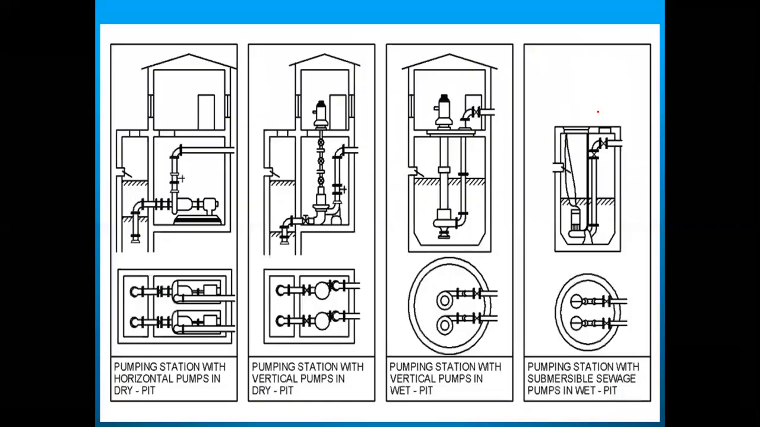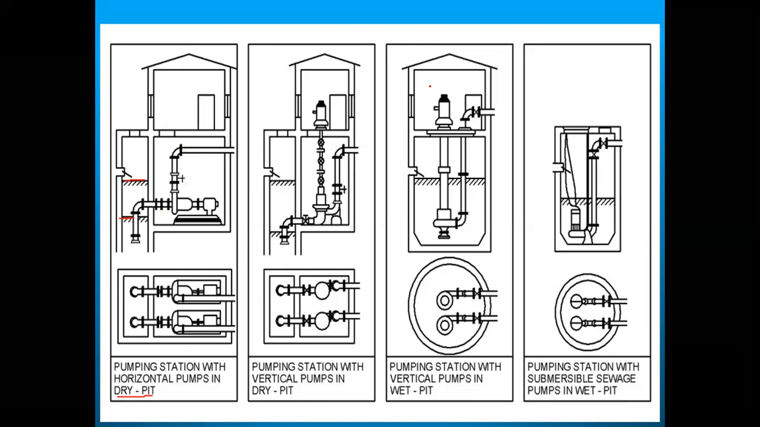Now see this one, the pumping station with horizontal pumps in a dry pit. We have a horizontal pumping system in a dry pit. This is the top view, and this is the side view. This is the ground layer. This is the top house operating room. Here you have the setup of this dry pump system.